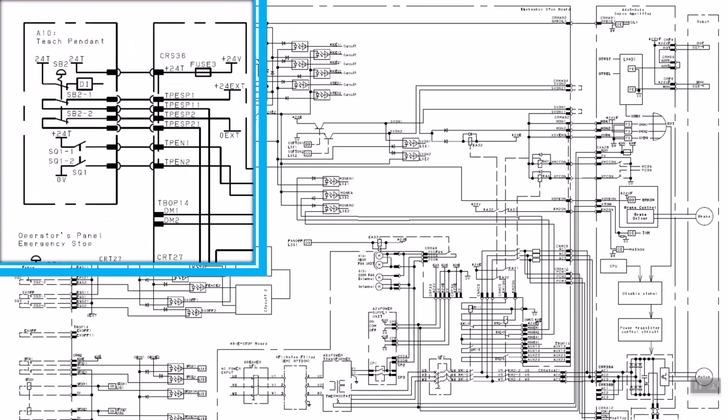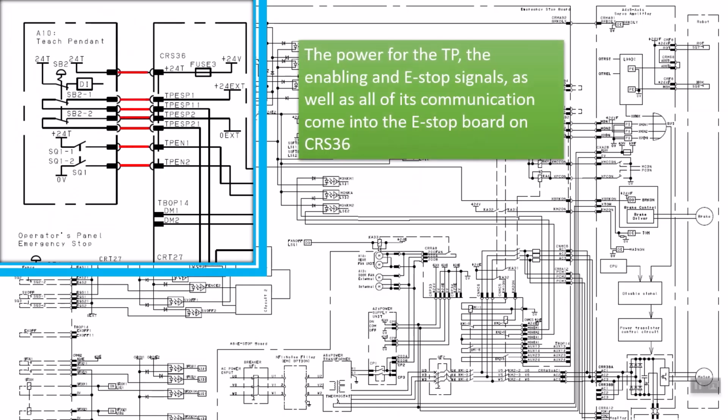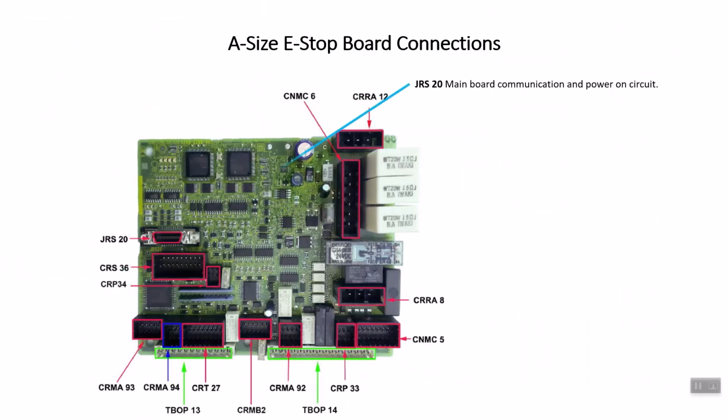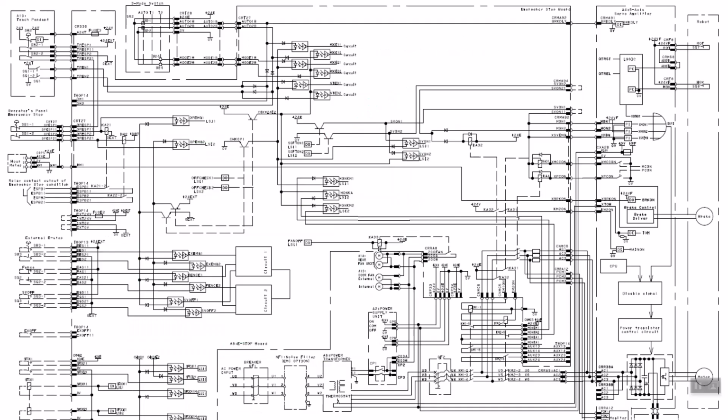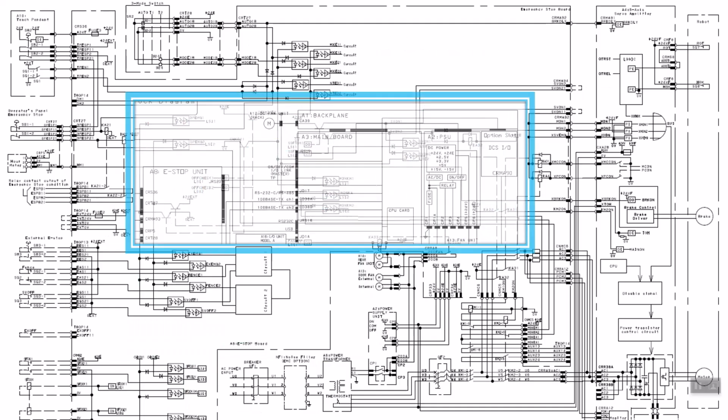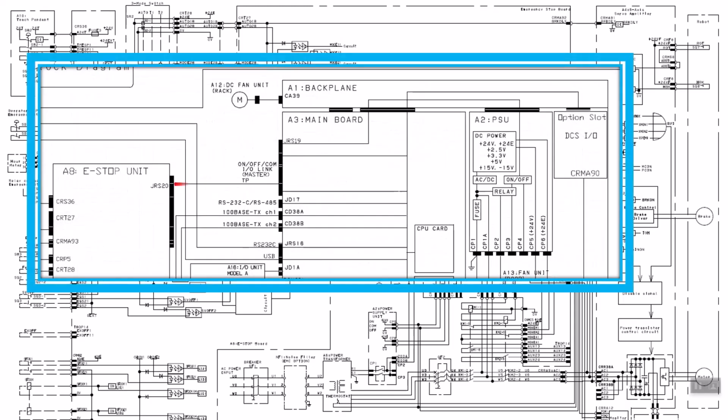CRS-36 is the teach pendant cable. JRS-20 carries all the information from the e-stop board to the main board, including teach pendant and on-off signals. The controller will not power up without this connection.